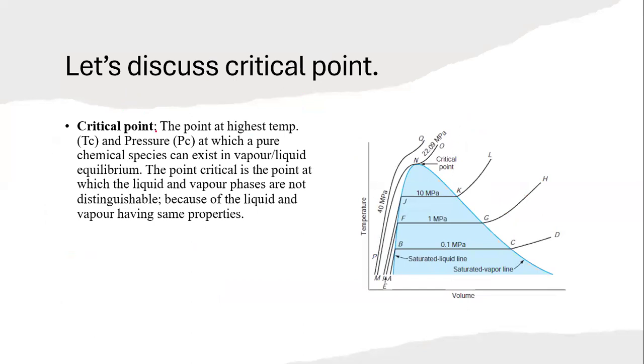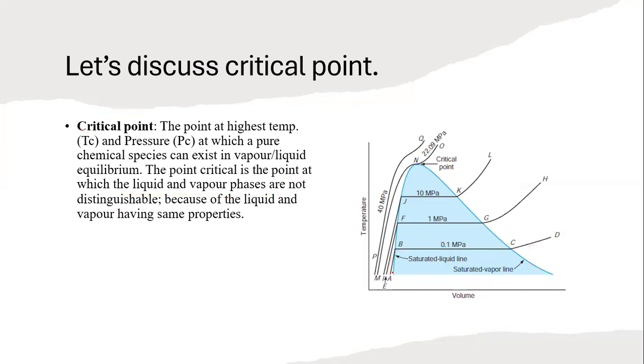When we talk about the critical point, let's discuss it together. The critical point, which is this maximum peak over here, is the point at which the liquid and vapor phases are not distinguishable, because the liquid and the vapor have the same properties. So remember, let me take this line once more again.